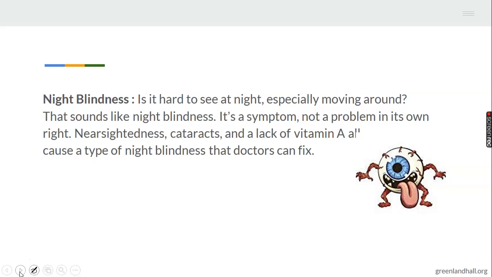It's a symptom. And it is caused by nearsightedness, cataract, and lack of vitamin A. So all these are the causes of night blindness. But do we have a problem? Nope, because our doc is in the house. The doctor can fix it, okay? So when you lack vitamin A, you have this defect. So what does that tell you? It tells you that you should increase intake of vitamin A to avoid having night blindness. You need to take more vitamin A.